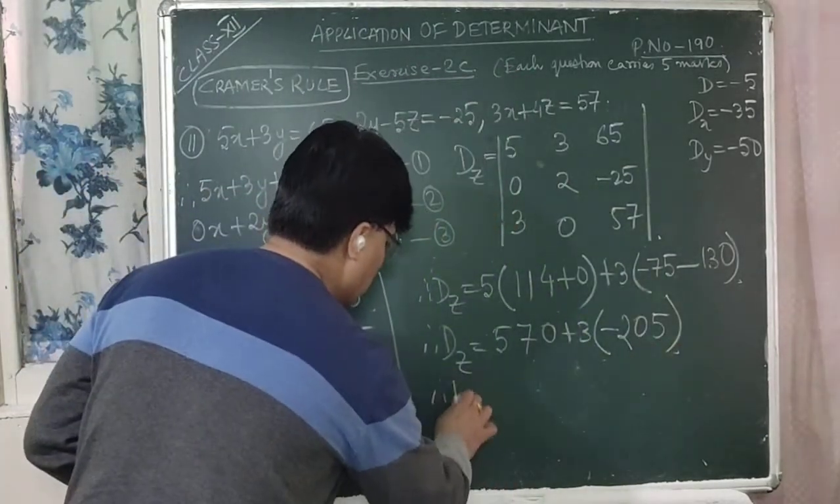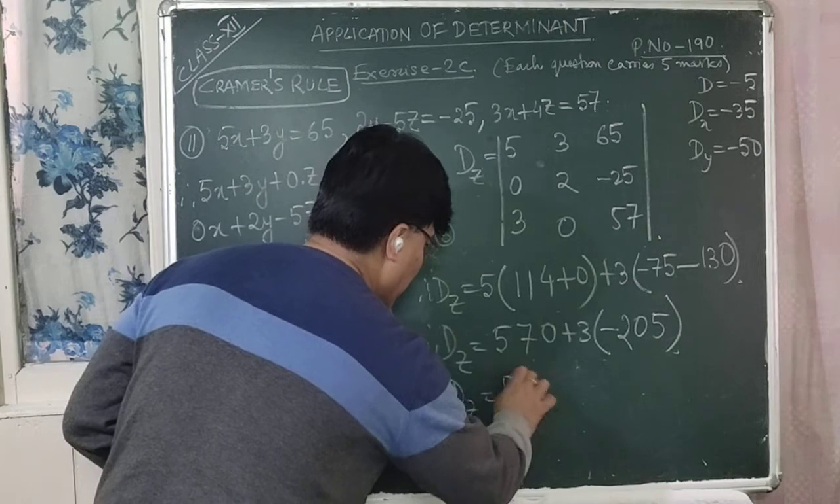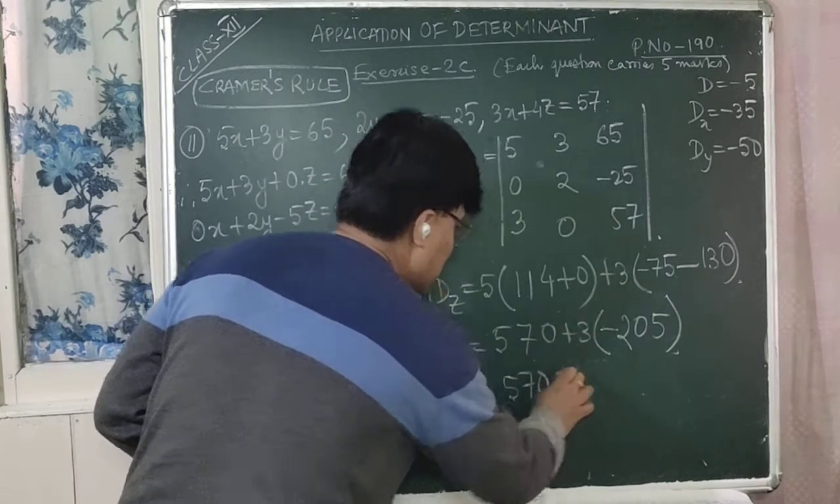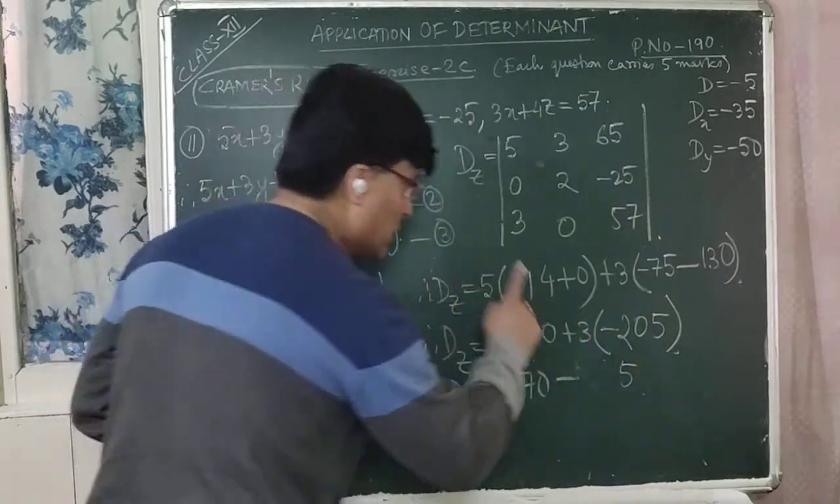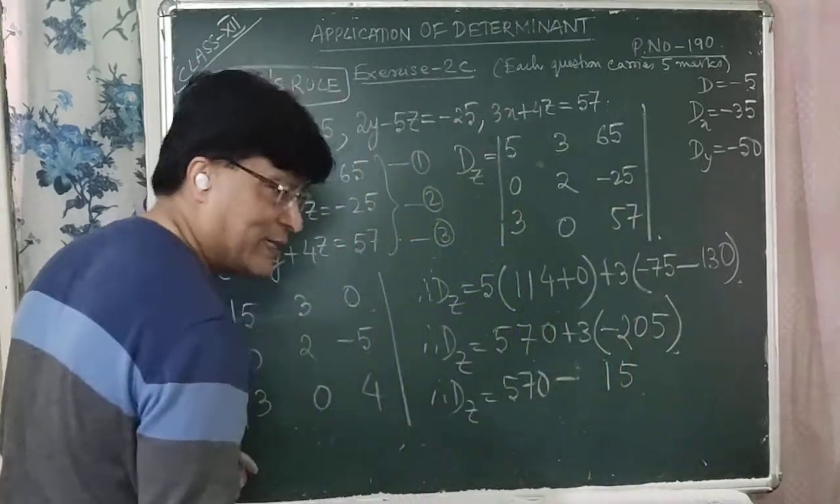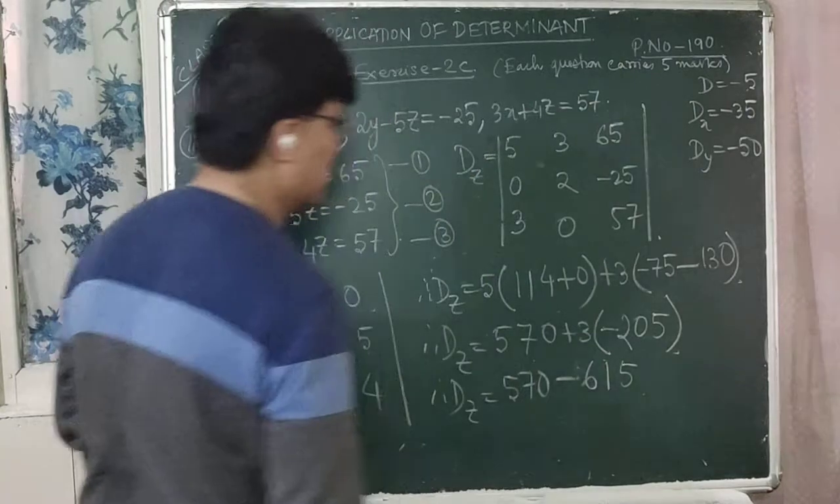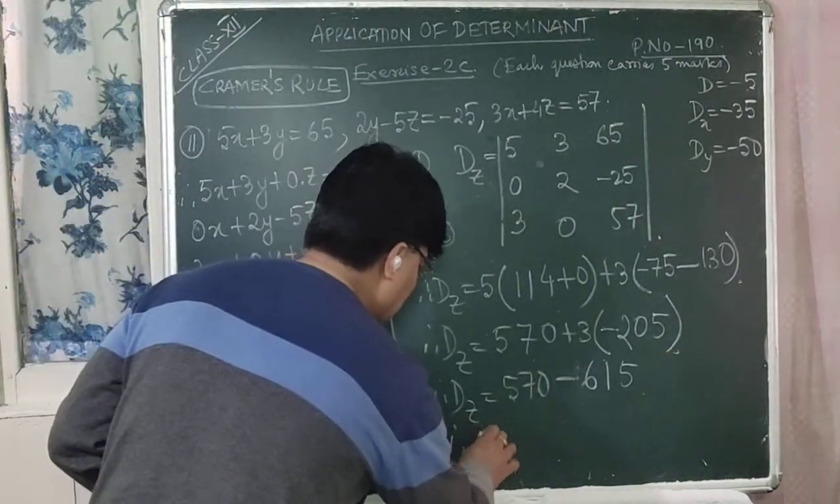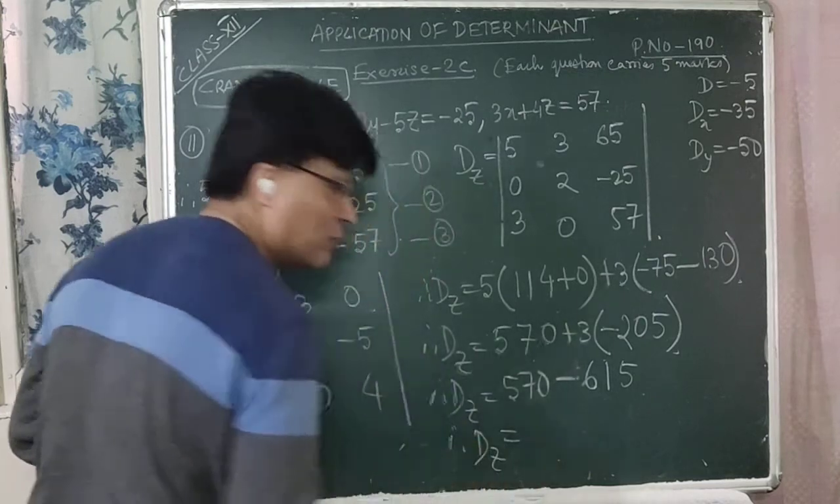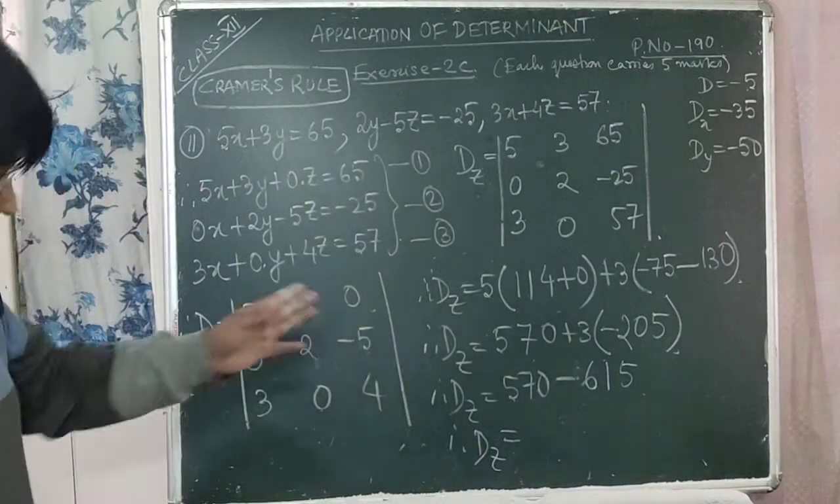So, therefore, dz is equal to 570 plus and minus 3 5s are 15, 5, 1. 3 zeros are 0 plus 1 is 1 and 3 2s are 6. Is that clear? Now we have to subtract it again. So what is dz is equal to now? Different sign.